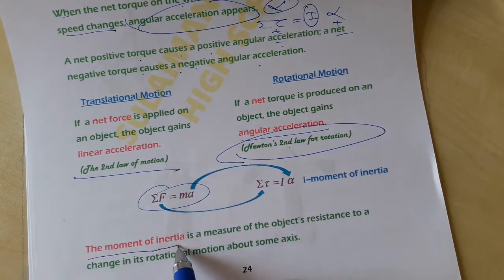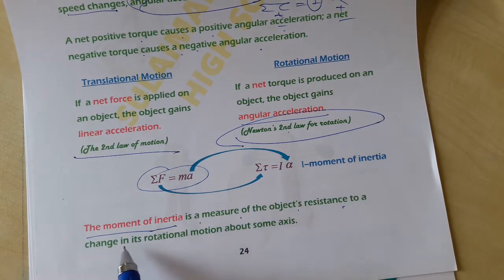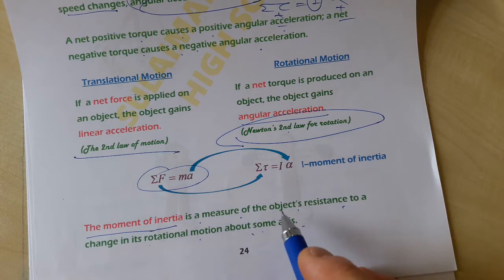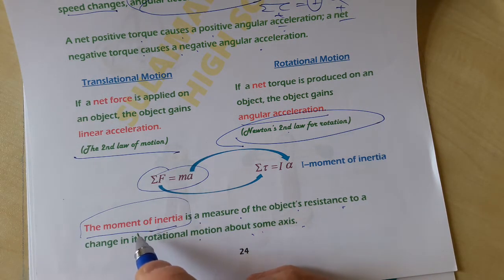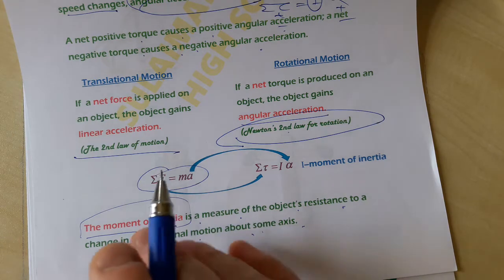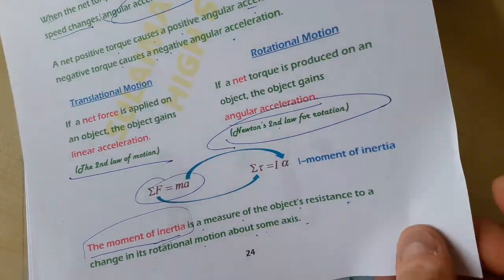So moment of inertia is a measure of an object's resistance to change in its rotational motion about some axis. If the object is rotating, it does not want to stop. If it is at rest, it does not want to rotate. So its definition is, as you see, very similar to inertia in translational motion.